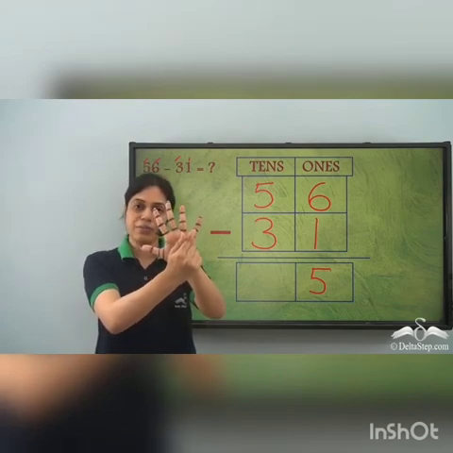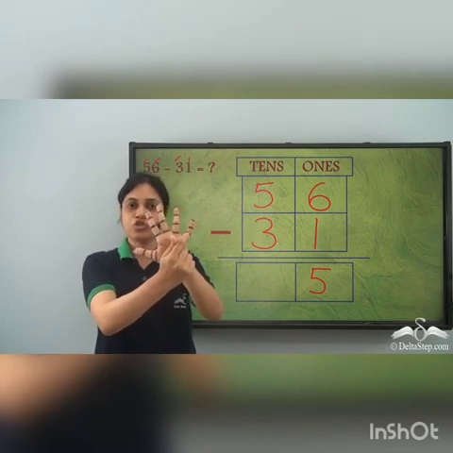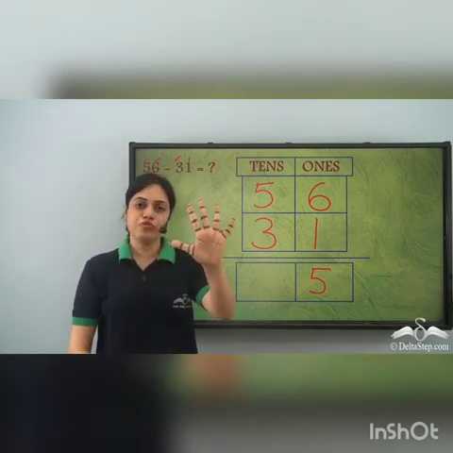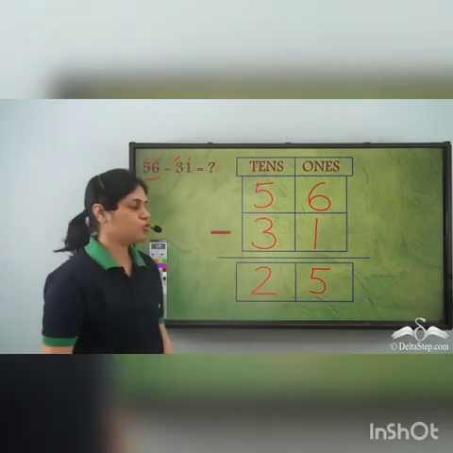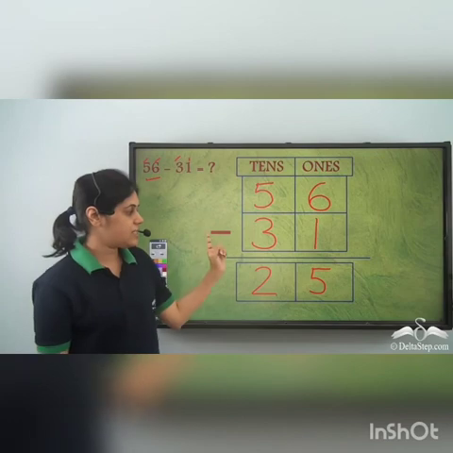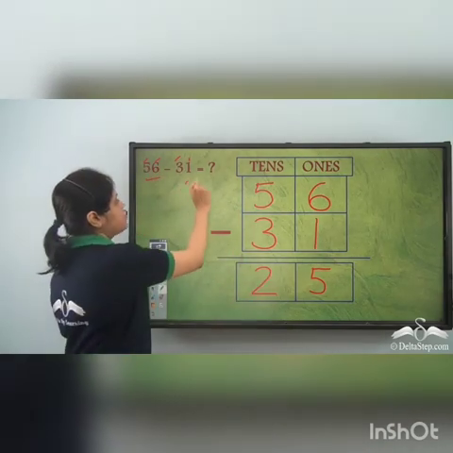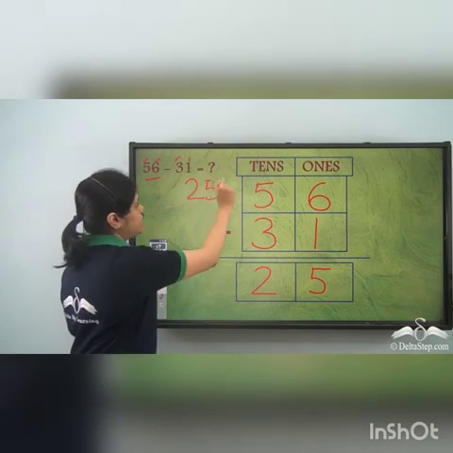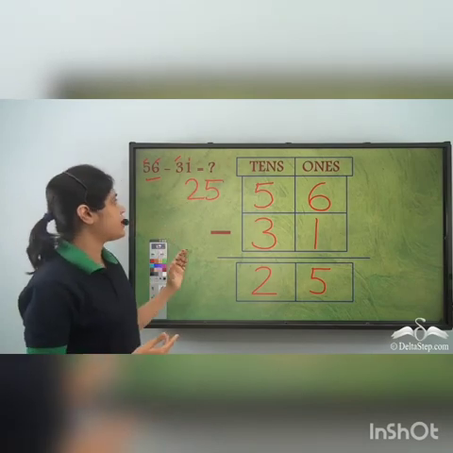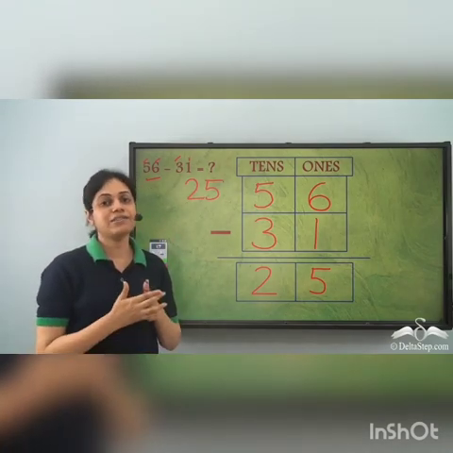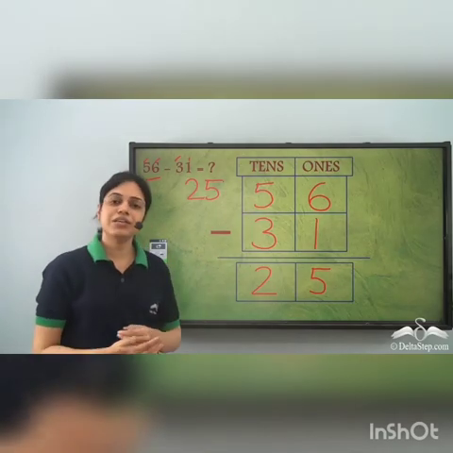And how many finger marks have I used? Count once again. 1, 2. I have used 2 finger marks. So this is 2. 56 minus 31 gives me 25. So the answer is 25. So see, you have performed such a huge subtraction, 56 minus 31, in such a simple way using this method.